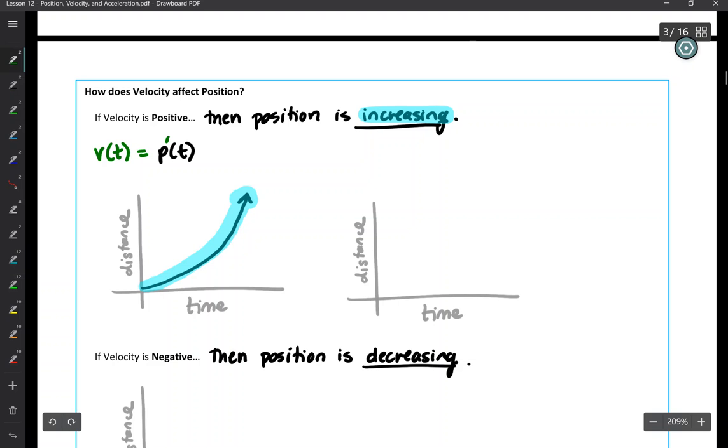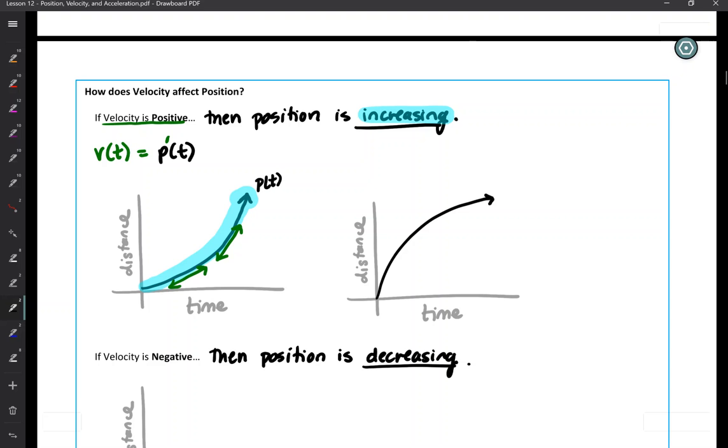And do we see that velocity is positive here? All the slopes of the tangent lines to the position curve are positive. You can increase like that. You can also increase like this. Let's go ahead and label it. I'm sorry that I'm using P and S. Let's do S. Our textbook uses S, so let's be consistent. S for position.